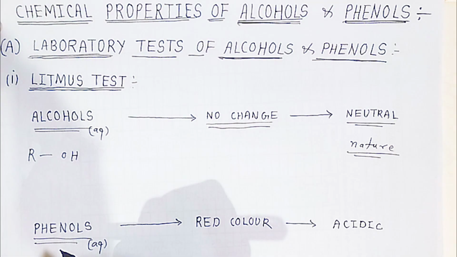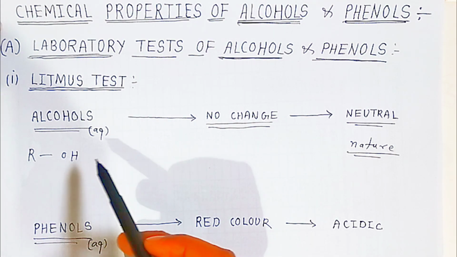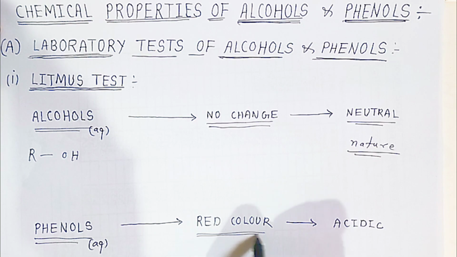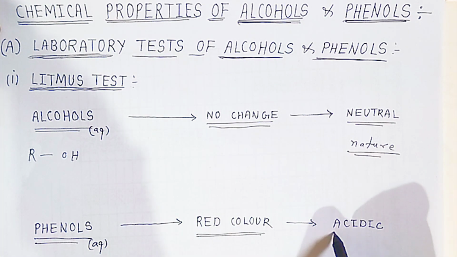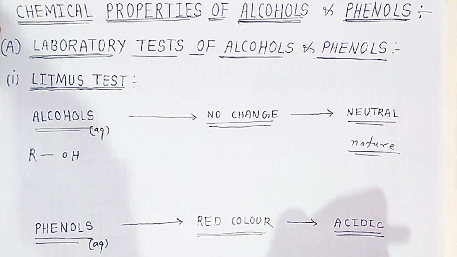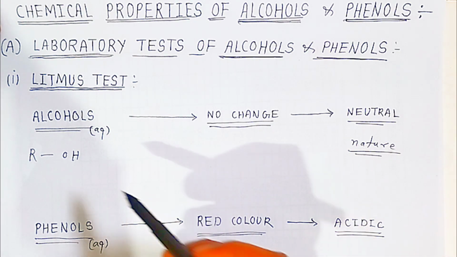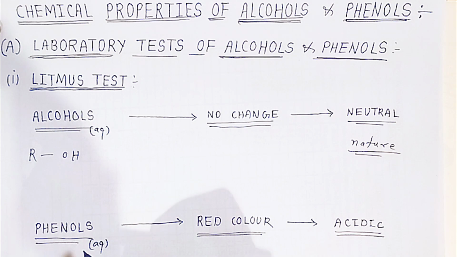Phenol is also a transparent liquid students. How will you identify between these two liquids? When you touch the litmus paper to the aqueous solution of phenol, the litmus paper turns red. If blue litmus paper turns red, that means phenol is present, which is acidic in nature. So this way students, you can identify the acidic and basic character of alcohols and phenols. If litmus paper turns red, this is phenol.